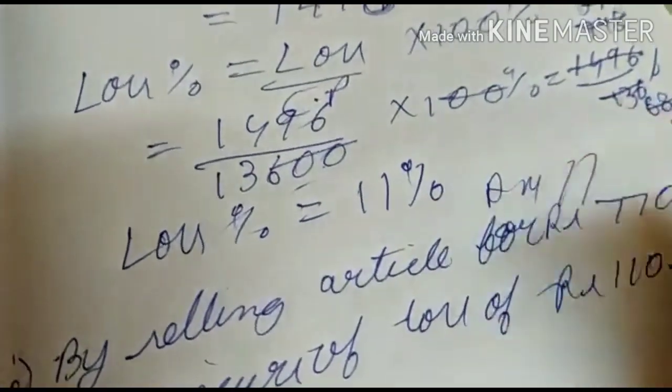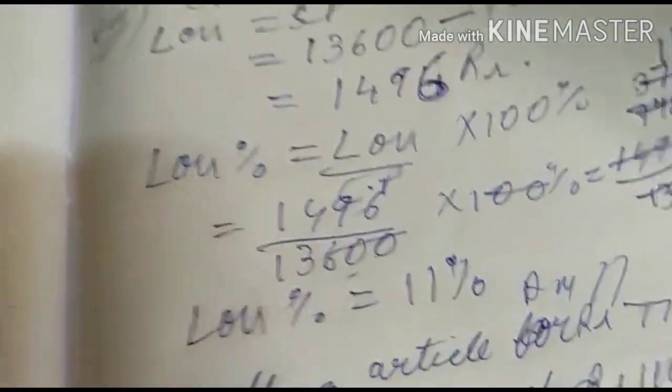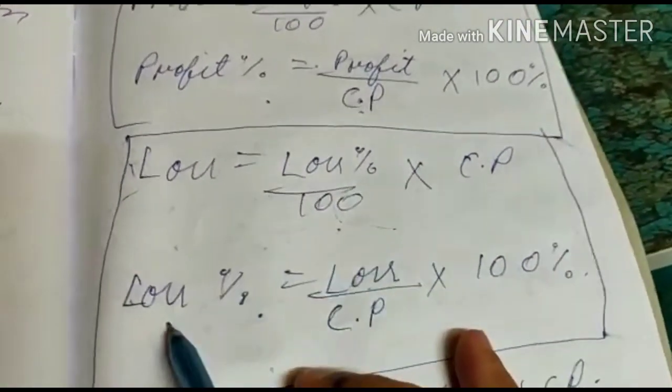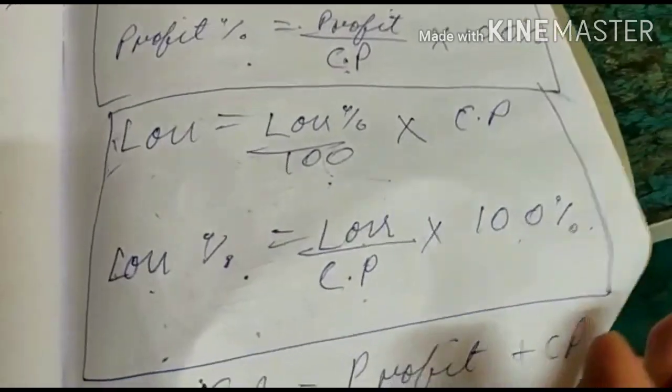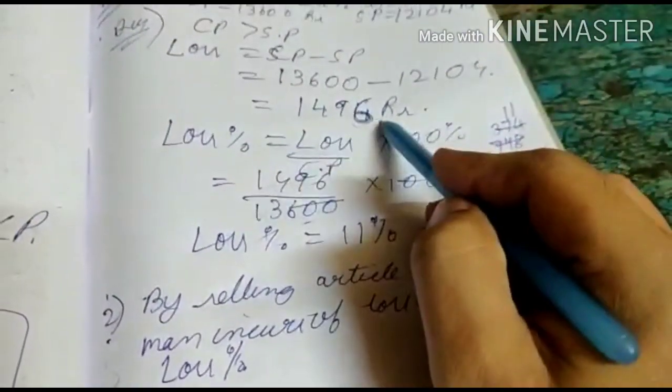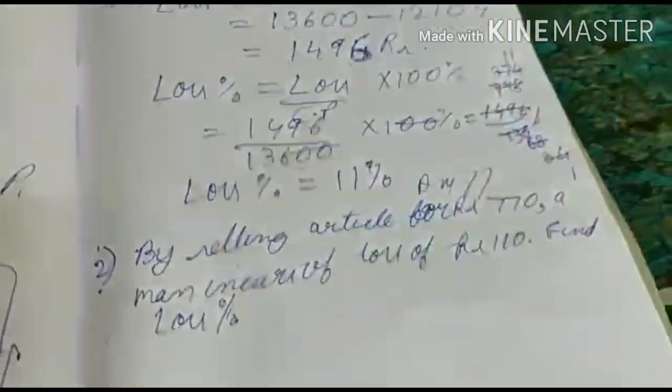This is our answer. We use the simple formula of loss percent equals loss upon CP into 100. We did the same thing. First we calculated the loss, that was this, and then we calculated loss percent.